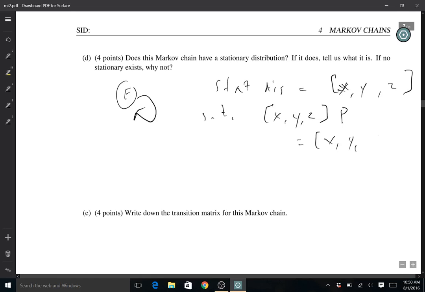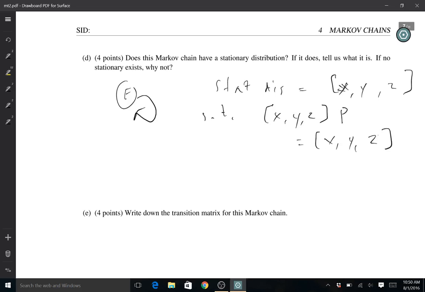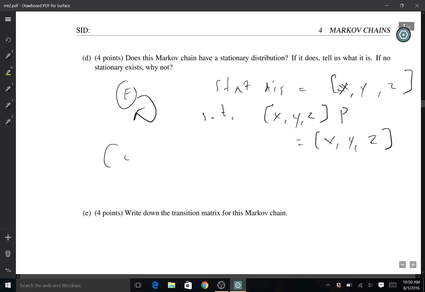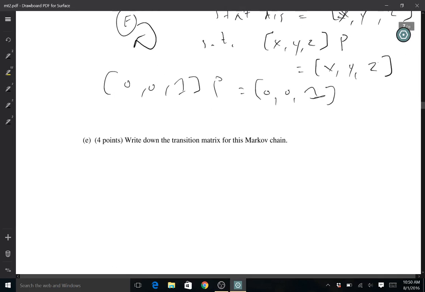So (x, y, z) P just means that we take a transition, and then the stationary distribution is such that after the transition, we're still in the same distribution. And then since there's a state that just goes back to itself with 100% probability, we can immediately observe that if you're already at F, you're going to stay at F forever. So that is a stationary distribution. Yeah, so I'll circle the answer.